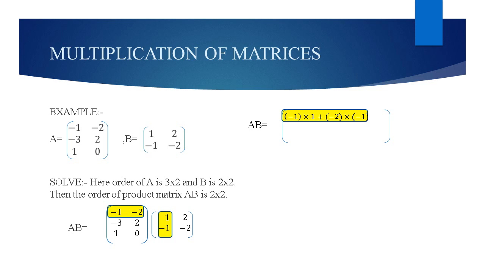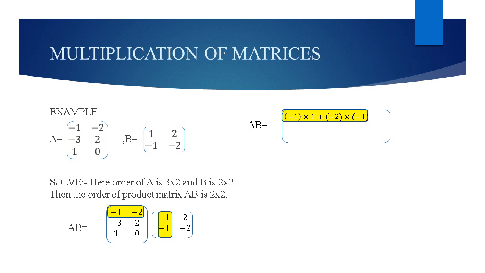See the example. A and B are two matrices. Order of A is 3 cross 2 and B is of order 2 cross 2. Then the order of the product matrix will be 3 cross 2. Here I have highlighted the rows and columns which we have to multiply. See here, it is given in the yellow boxes.